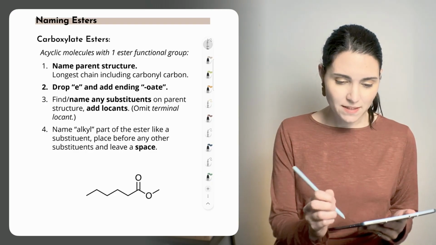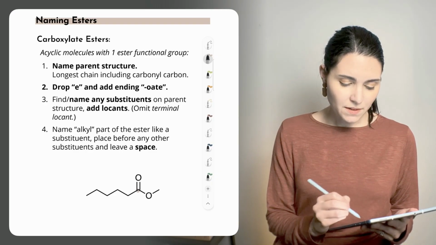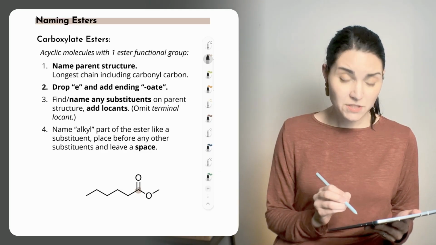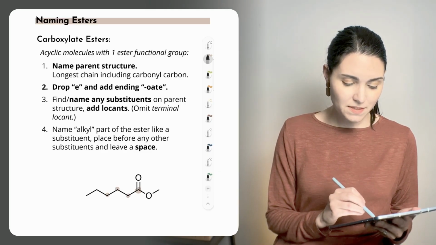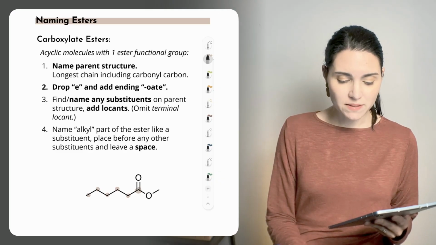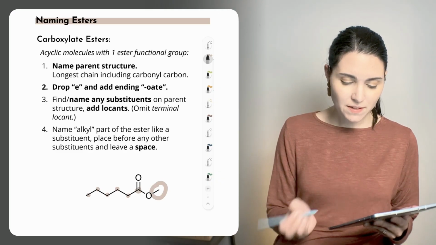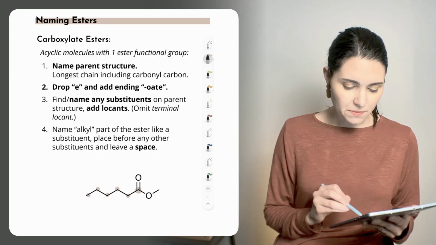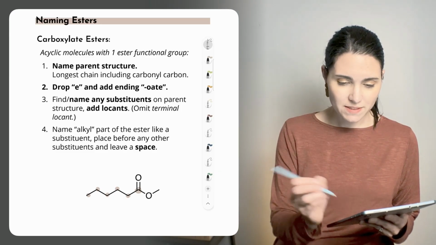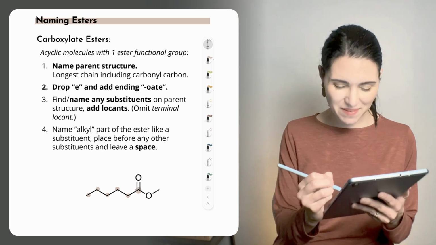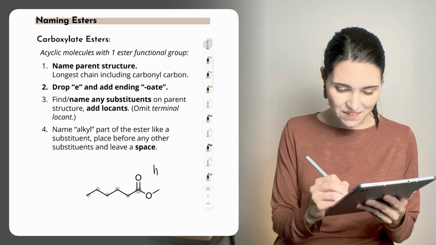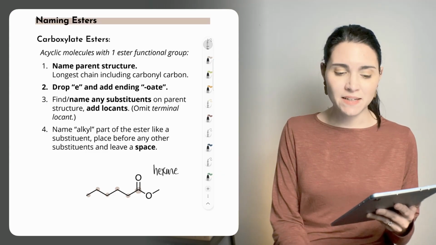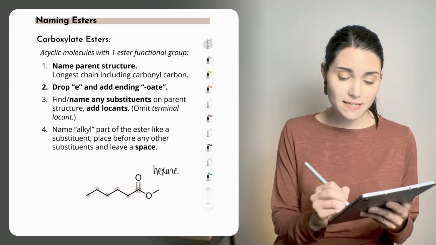So let's jump right down to the example. Here is our carbonyl carbon right there. And so we are going to include this alkyl part as our parent structure. This one over here is not part of the parent structure. That'll get named later. So how many carbons was that? 1, 2, 3, 4, 5, 6. Oh, of course, it's a hexane, just like every other example that we've done so far, I think. So hexane. And then we're going to drop that E and we're going to add the ending O-A-T-E.